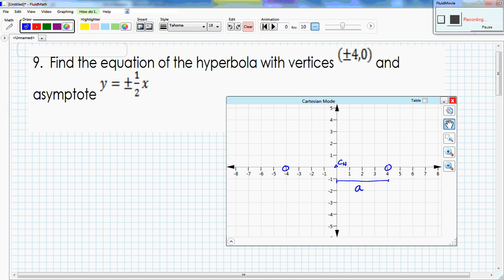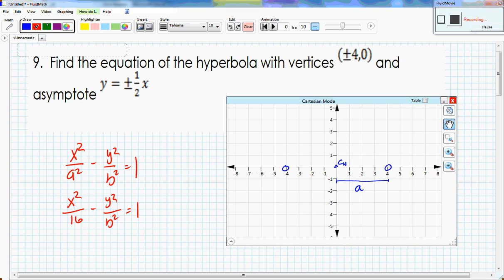So if this is a left-right hyperbola, I'm going to go ahead and write that equation down. It's going to be x squared over a squared minus y squared over b squared has to equal 1. I know that in this case a is a distance of 4 units, so I'm going to have x squared over 16 minus y squared over b squared equals 1. So the only thing we have to do is figure out what b squared is.